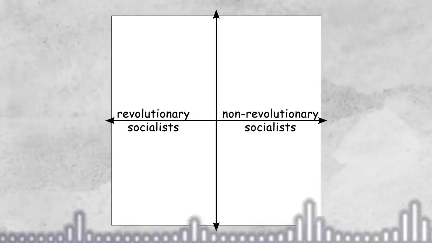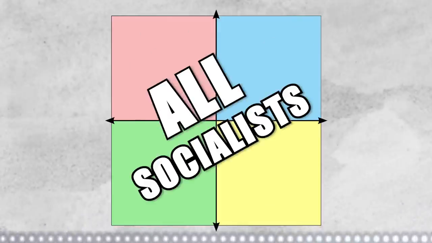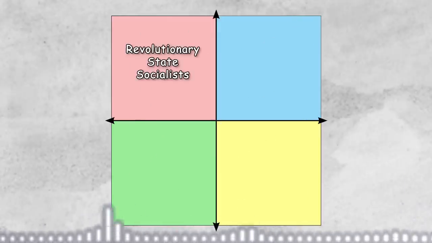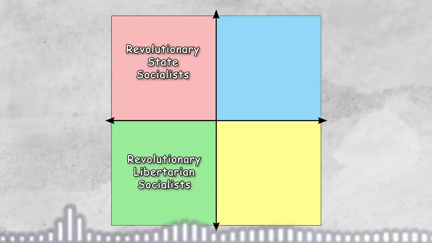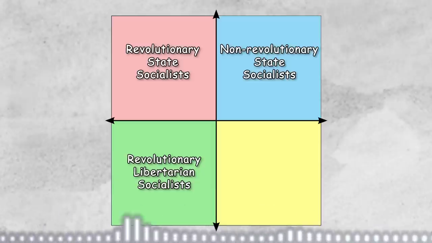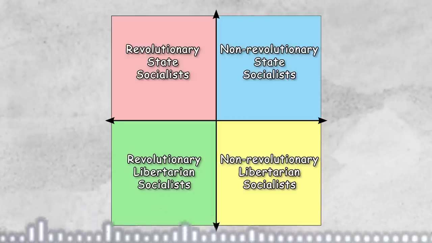Okay, so now our infographic has four squares, or quadrants. And would you look at that? It looks like the political compass. But in this one, it's all socialists. Upper left quadrant is revolutionary state socialists. Bottom left quadrant is revolutionary libertarian socialists. Upper right quadrant is non-revolutionary state socialists. Bottom right quadrant is non-revolutionary libertarian socialists.